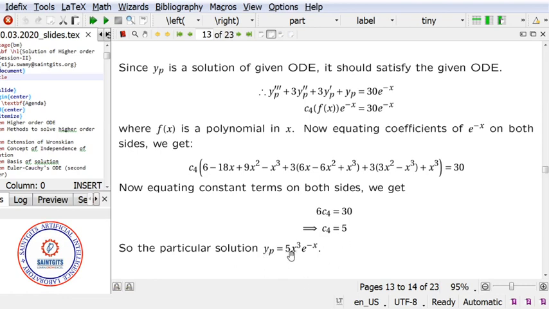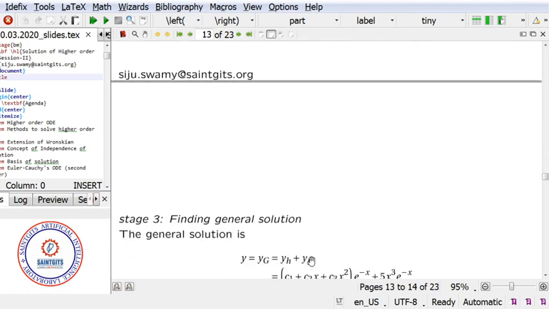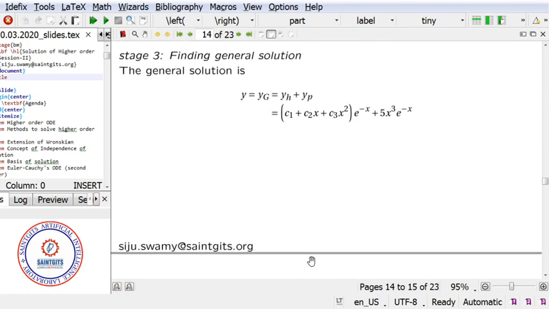Yp is equal to 5x cube e raised to minus x. So we move on to the last step, that is finding the general solution. General solution is simply yg is equal to yh plus yp. It can be written as y itself. So y is equal to (c1 plus c2x plus c3x square) into e raised to minus x plus our yp. Yp is 5x cube e raised to minus x.